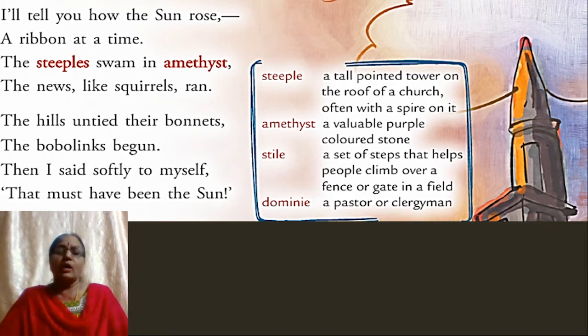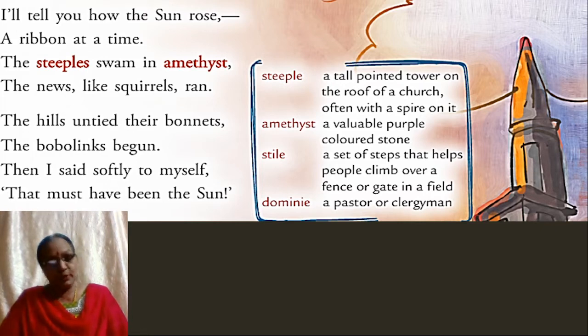I'll tell you how the sun rose, a ribbon at a time. The steeples swam in amethyst. The news like squirrels ran. The hills untied their bonnets, the bobolinks begun. Then I said softly to myself, that must have been the sun.